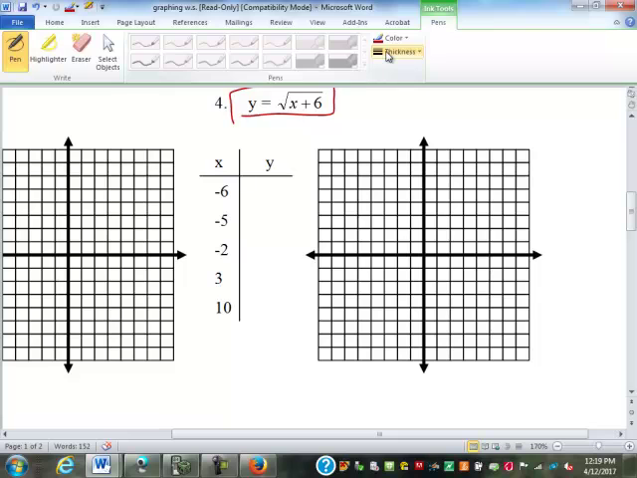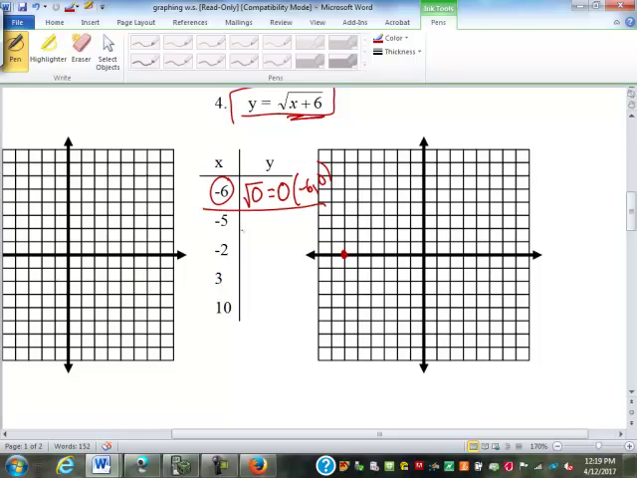So if x equals negative 6, y is going to be the square root of negative 6 plus 6. Well, what is negative 6 plus 6? Negative 6 plus 6 would be 0. What's the square root of 0? 0. So that gives us the ordered pair negative 6, 0. So negative 6, 0, we're right there.